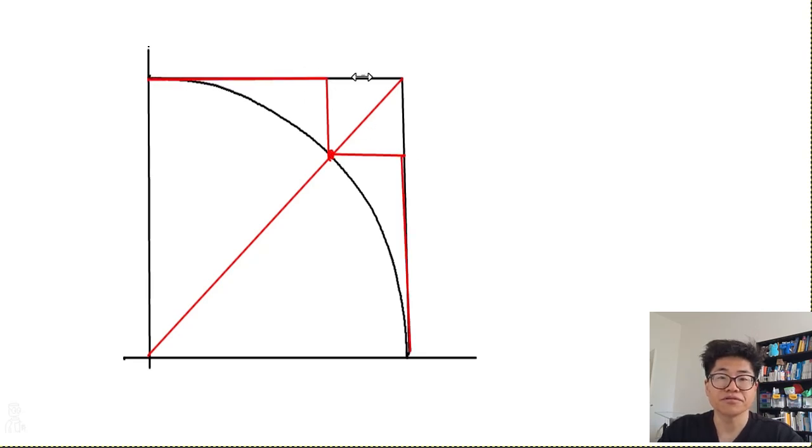So this is a square, so all the edges are the same length. Then this length comes to here, this length comes to here. Therefore, this length and this length are the same. But the shape is a little bit closer to the circle.